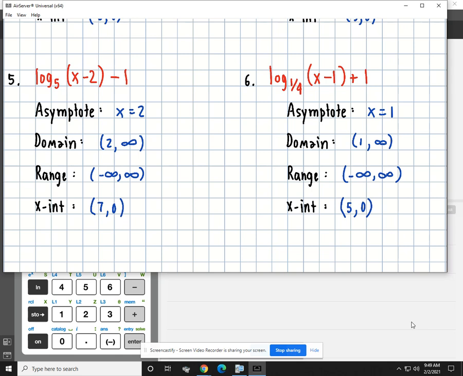Then on number 6, it's x minus 1 in parentheses, so that thing shifts to the right 1. So x equals 1 is your new asymptote, and 1 to infinity is your domain. And again, (5, 0) is your x-intercept.